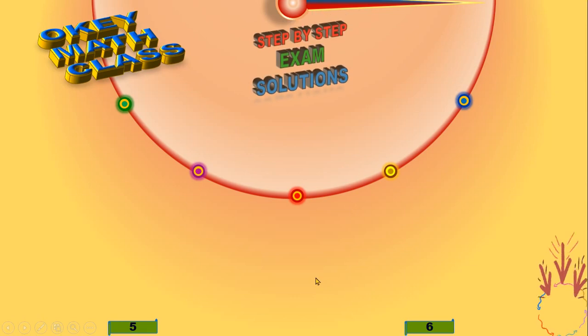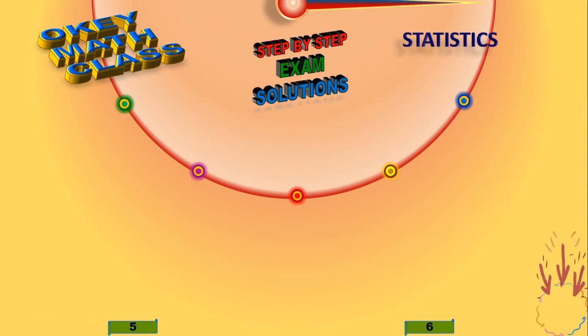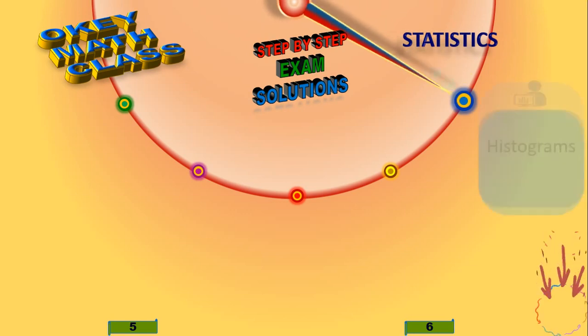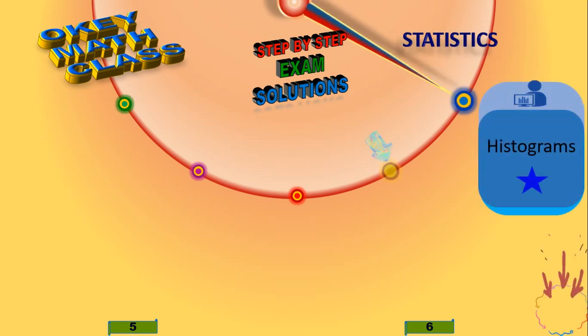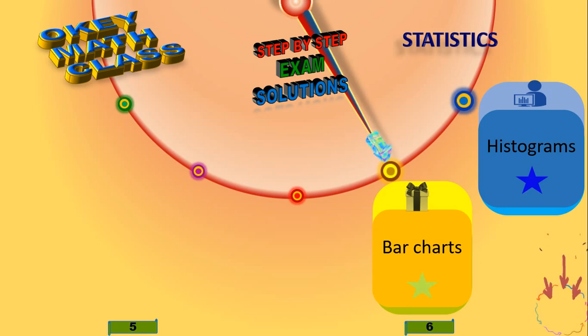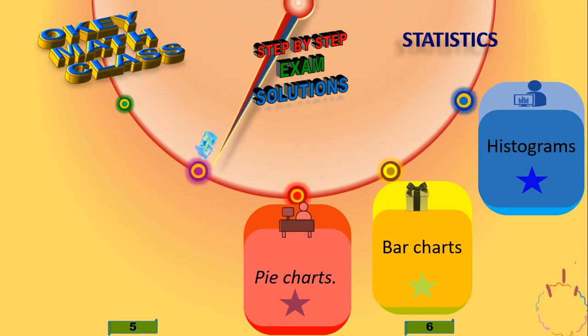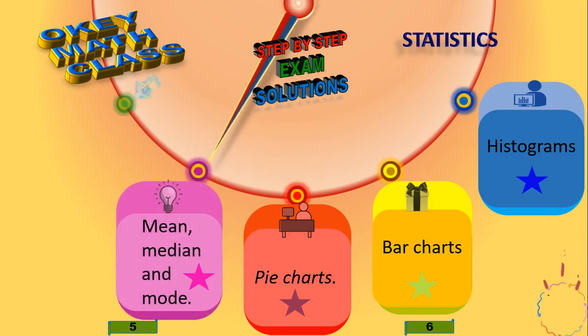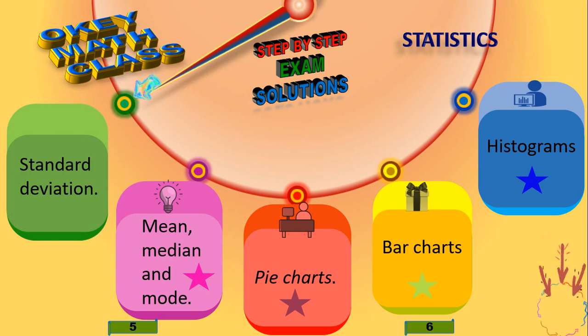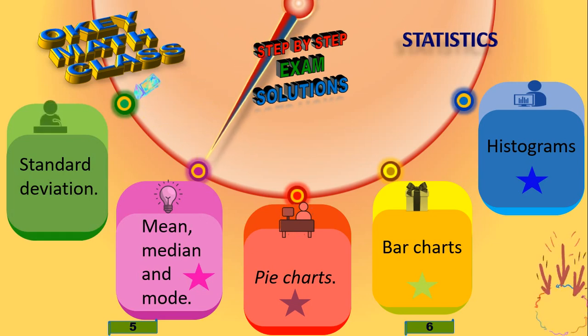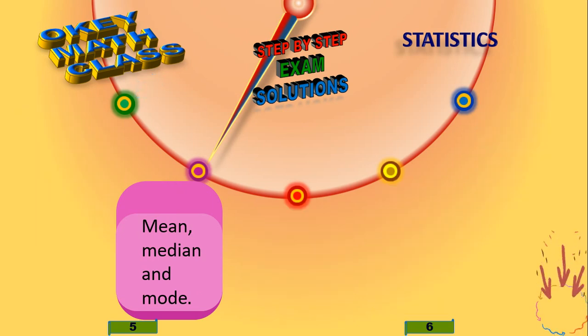Okay, math class, step-by-step exam solutions to statistics. In this series of videos, we have been studying statistics. So far, we have gone through video 1 and 2 on histograms, video 3 and 4 on bar chart and pie chart, video 5 and 6 on calculation of mean, median, and mode. In the next video, we'll be dealing with calculation of standard deviation and mean deviation. In this present video, we'll be dealing with calculation of mean, median, and mode.